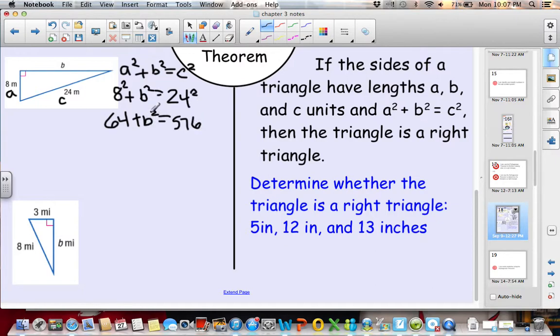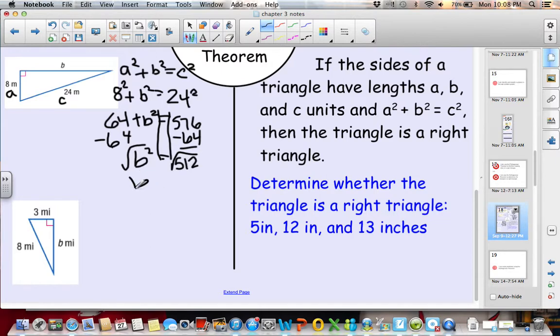Okay, we need to get b squared alone. If you remember all the way back to solving equations, railroad tracks, get rid of our 64. So we're going to subtract it on both sides. Then that cancels out to 0. So we're left with b squared, and we have 576 minus 64 equals 512. And then we take the square root of both sides.